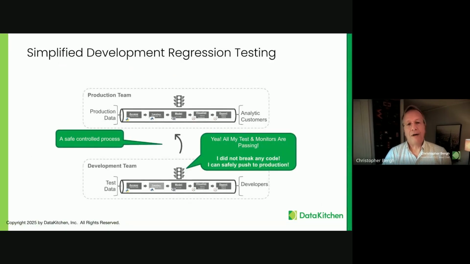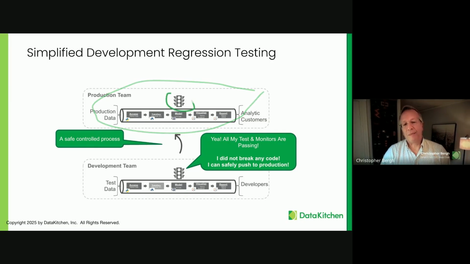Another thing you do, again, we talked about this, is testing as part of your CI and CD process. And conceptually here in production, you're running, and I've got this big red-green light. I take production data, I've got my analytic customers, I've got a nice green light here, fantastic.